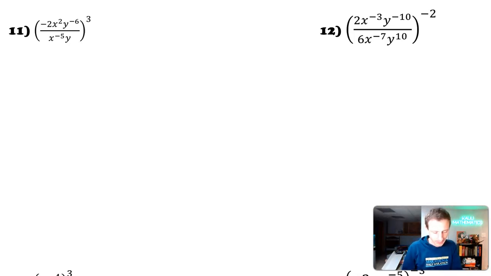So on number 11, I have negative 2 x to the 2nd, y to the negative 6, all over x to the negative 5, y, all being raised to a positive 3. So notice this is a positive 3, so I don't need to flip any sort of fractions or anything, just yet at least, because it's a positive exponent.